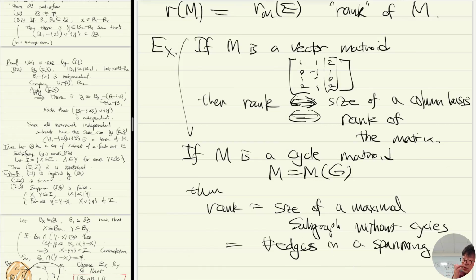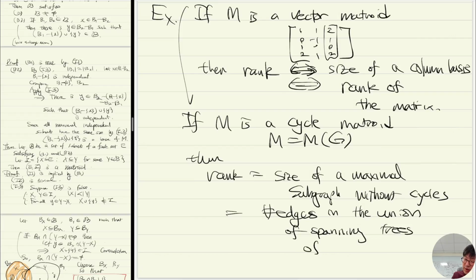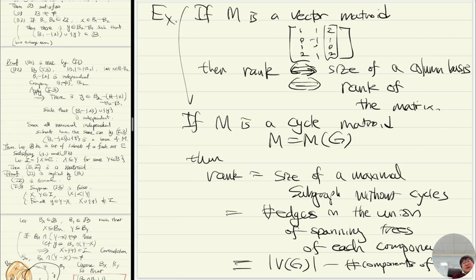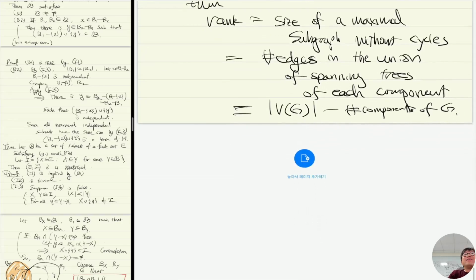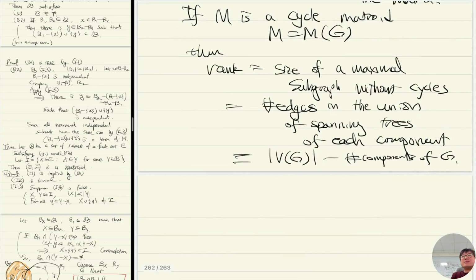But I don't want to say spanning tree. I could say the union of spanning trees of each component. And that's the number of vertices minus 1. So this is the number of vertices of the graph minus the number of components. All right, so that's the rank of the cycle matroid.